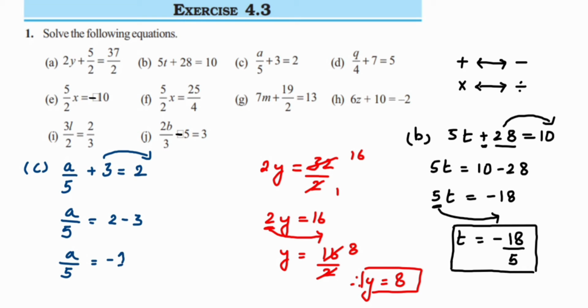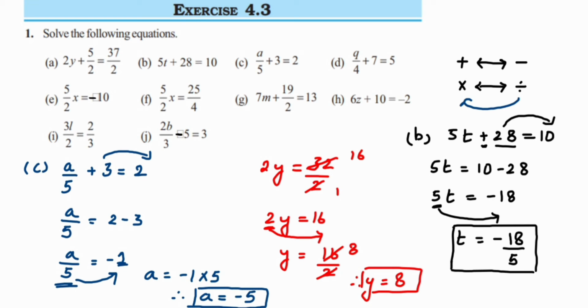Now see, 5 is in division. So division will become multiplication when you take it to the other side. So it gets multiplied here. So from here I can write down a is equal to minus 1 into 5. Minus 1 into 5 is minus 5. So therefore a is equal to minus 5 is the answer.